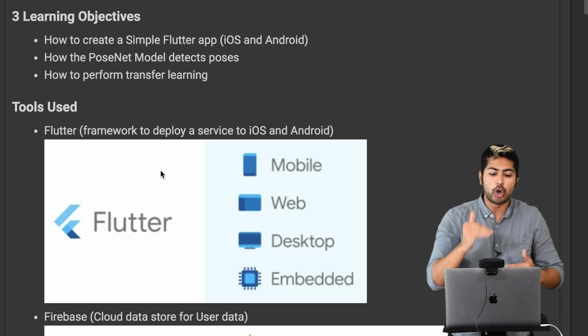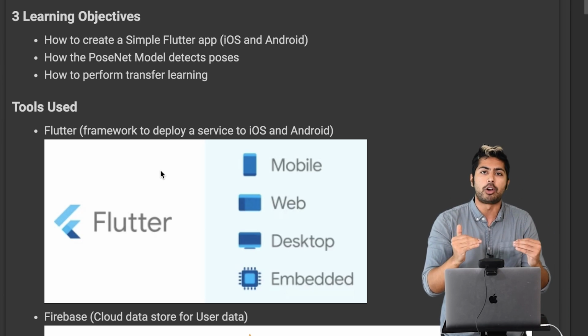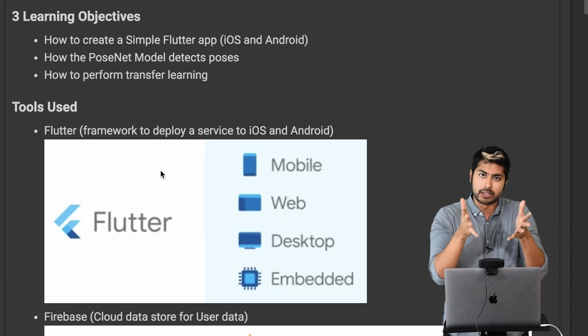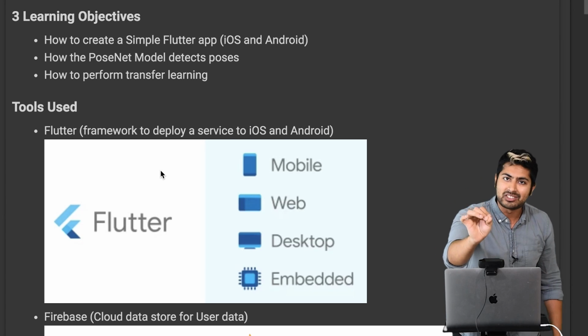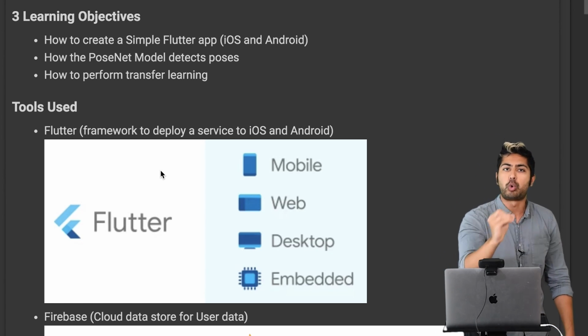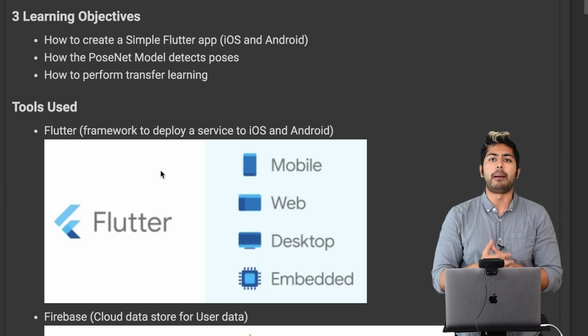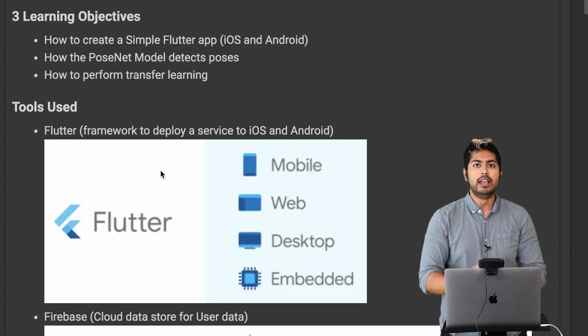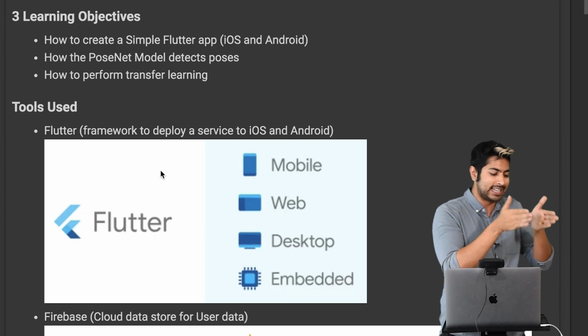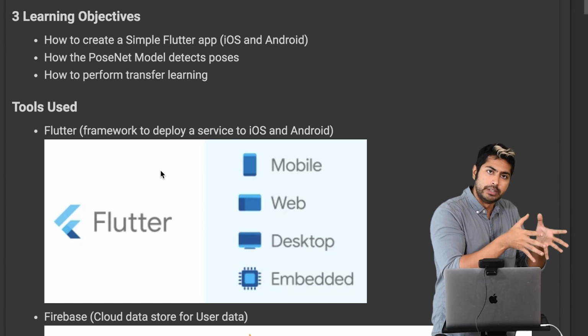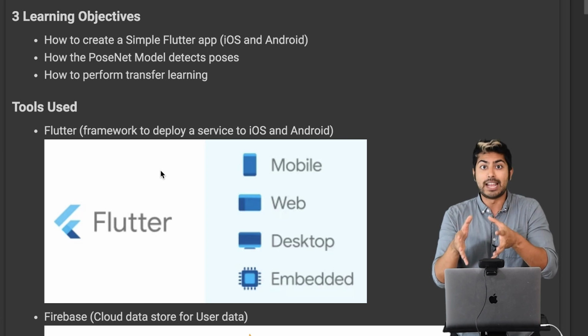The second is I'm going to show you how a PoseNet model is able to detect poses, which is what the demo you just saw was. And lastly, I will show you how to perform transfer learning. This is a hot word in the community these days because it's so popular, especially in computer vision. I'll show you exactly how to do that, to take an existing convolutional network and train it to detect yoga poses.